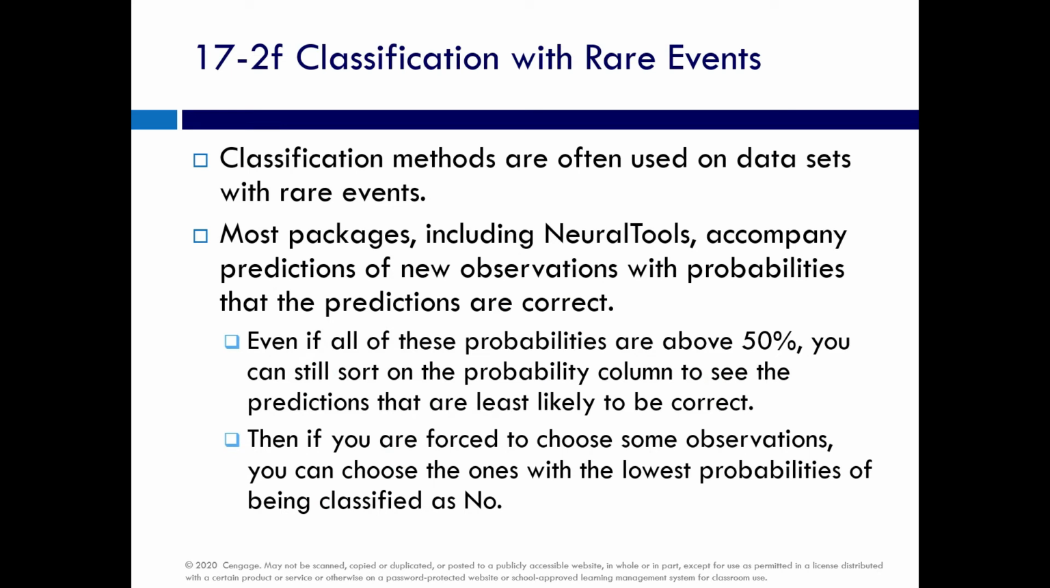Classifications with rare events. Classification methods are often used on data sets with rare events. Most packages include neural tools that accompany predictions of the new observation with the probability that the predictions are correct. Even if all those probabilities are above 50%, you can still sort on the probability column to see the predictions that are least likely to be correct. Then if you are forced to choose some observations, you can choose the ones with the lowest probability.